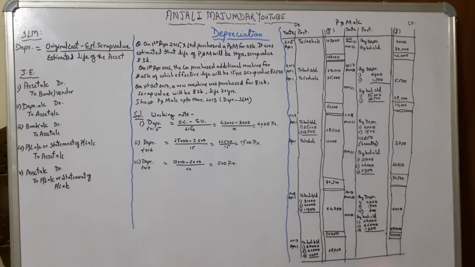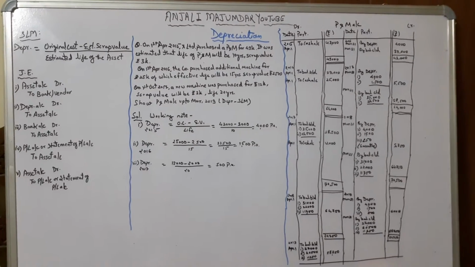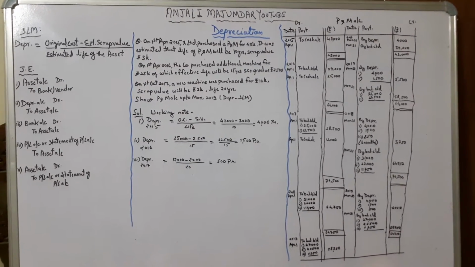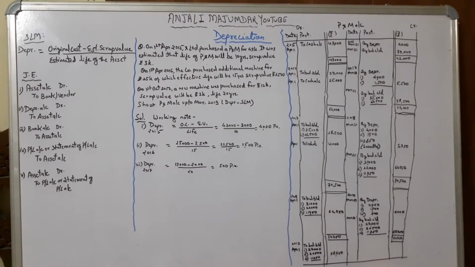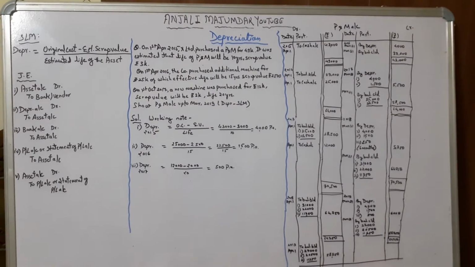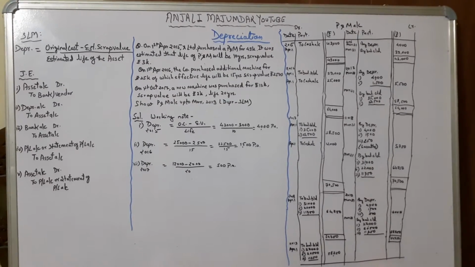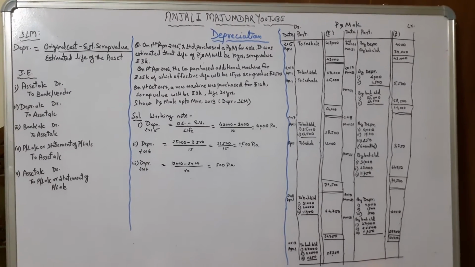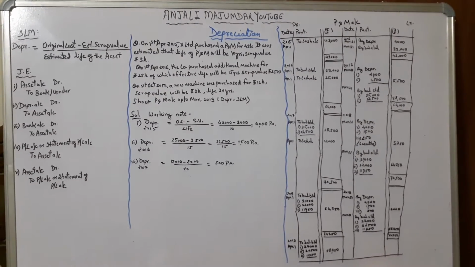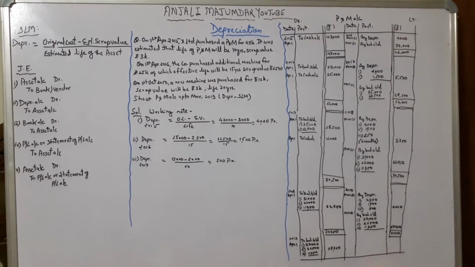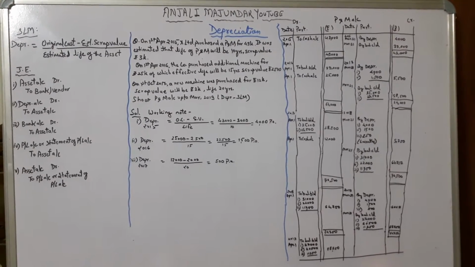Then the third entry is when you sell the asset: in that case bank account debited to asset account. Fourth entry, when there is a loss while selling the asset, the entry goes like profit and loss account or statement of profit and loss account debited to asset account. And the last entry, when profit is earned while selling the asset, then the entry goes asset account debited to profit and loss or statement of profit and loss account.